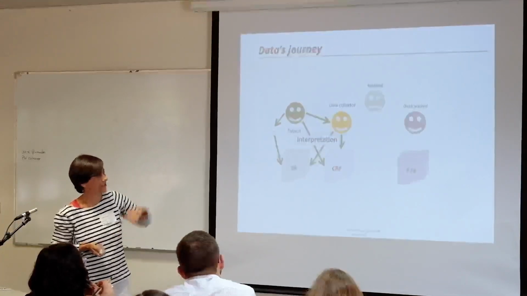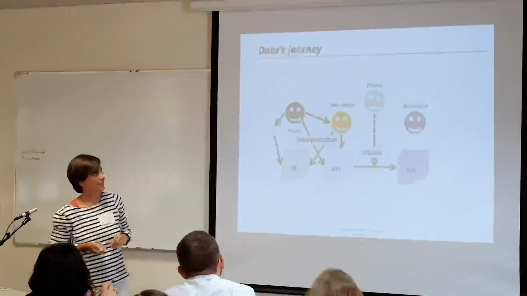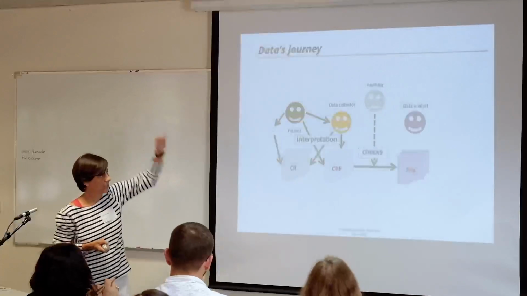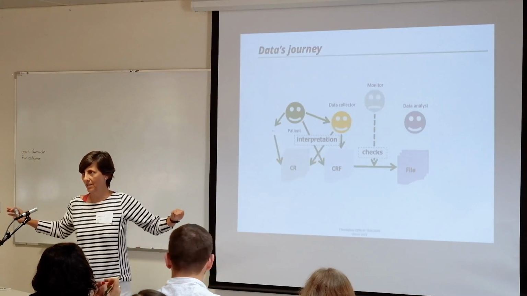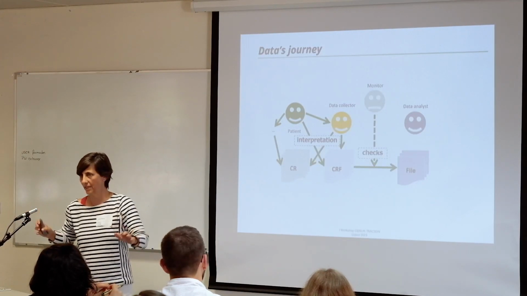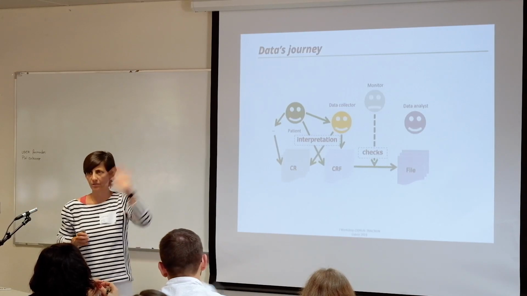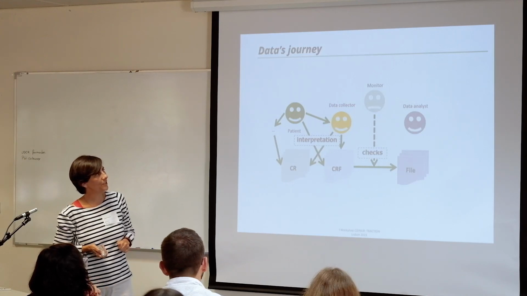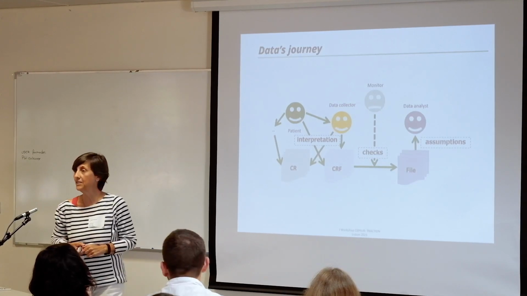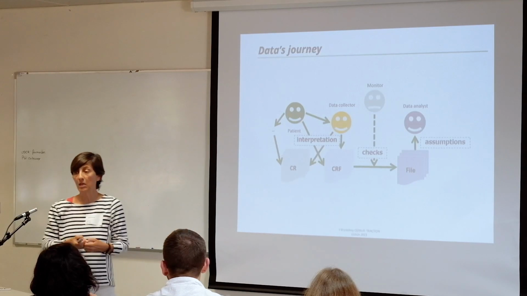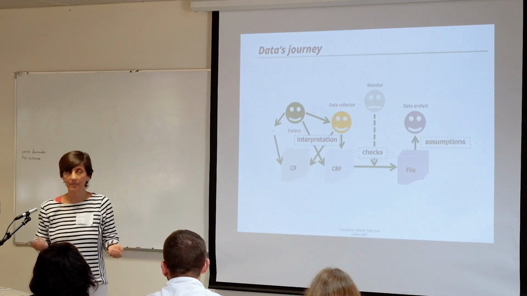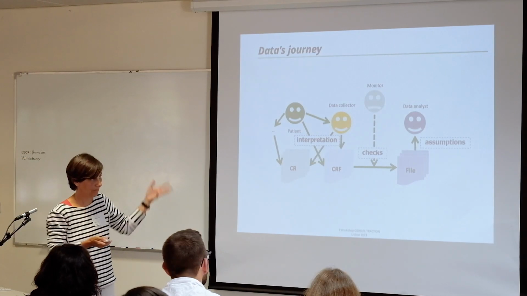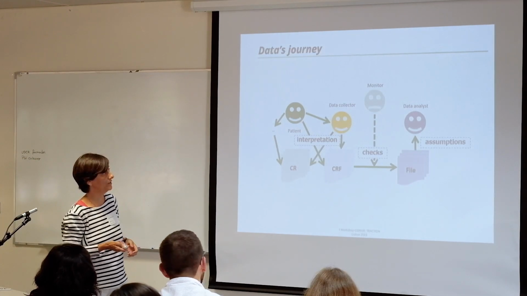Then once it's in the CRF and goes to the file, there is a monitor. Good thing to have a monitor, that checks the data and says, this is wrong, you have missing data here, you have outliers, this is not possible. Go there and check, okay? But then when it goes to the statistician, who makes assumptions, and maybe they create new variables, and some data disappear. So this is something you have to take into account.